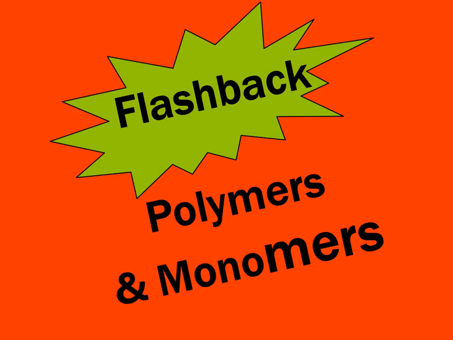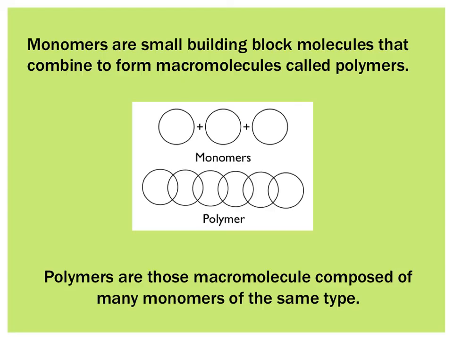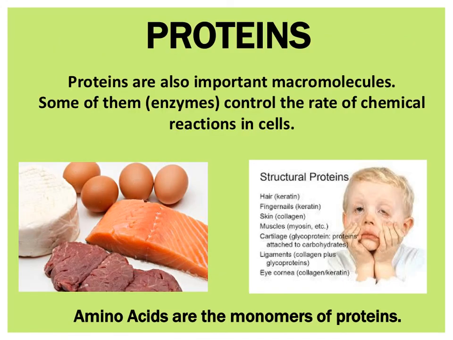Now let's flash back to monomers and polymers. Monomers are small building block type molecules that combine to form macromolecules called polymers. Polymers, then, are those macromolecules composed of many monomers of the same type. Proteins are polymers. Some of them, like enzymes, control the rate of chemical reactions in cells. The amino acids are the monomers of any protein.